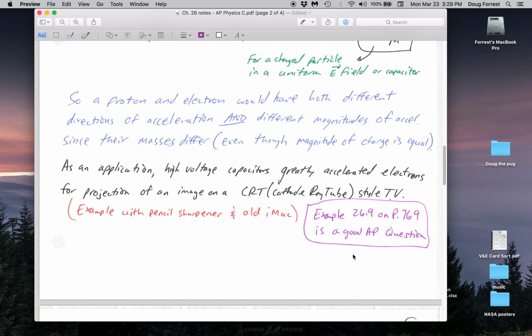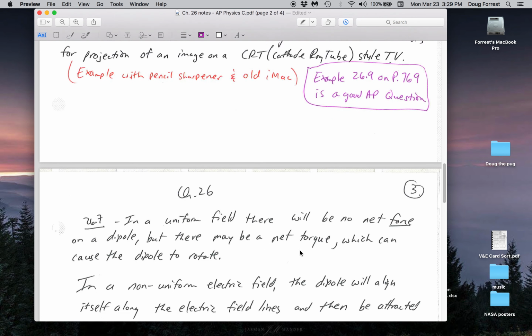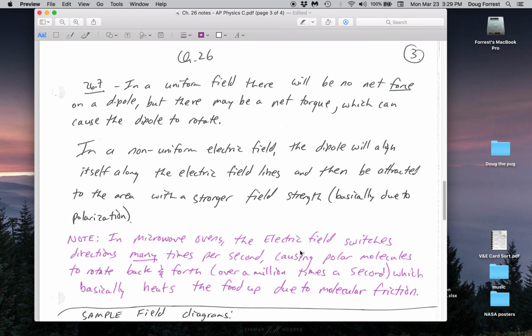So example 26.9 on page 769 is actually a really good question related to how the AP might ask you questions about things. It deals with acceleration and deflection in a capacitor. 26.7, and you might say again, what about 26.6? Well, okay, that's kind of what I just talked about with forces on charges in electric fields. And 26.7 deals with motion of a dipole in an electric field. Again, not a big deal.